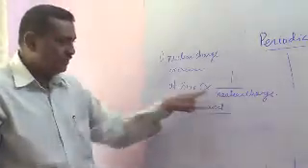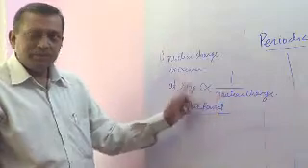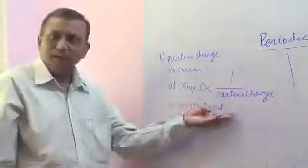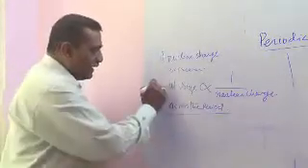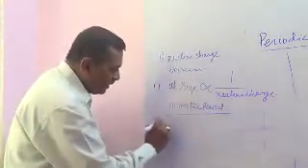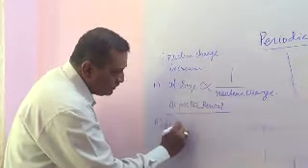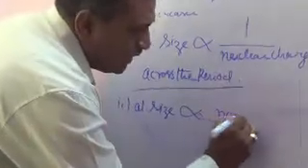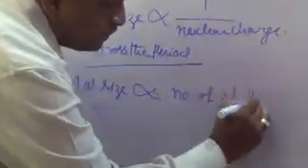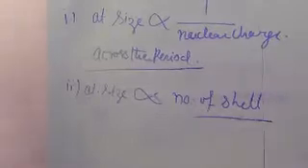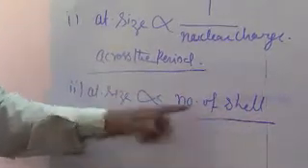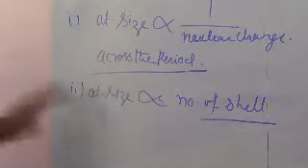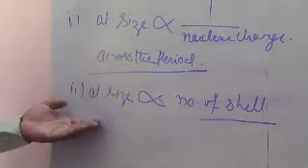So atomic size is inversely proportional to the nuclear charge. And this is true across the period. Second, atomic size is directly proportional to the number of shells. As the number of shells increases, atomic size increases. More number of shells, greater the atomic size.